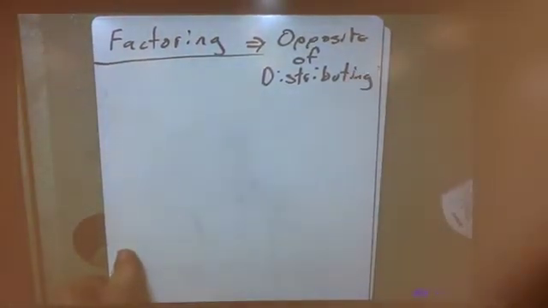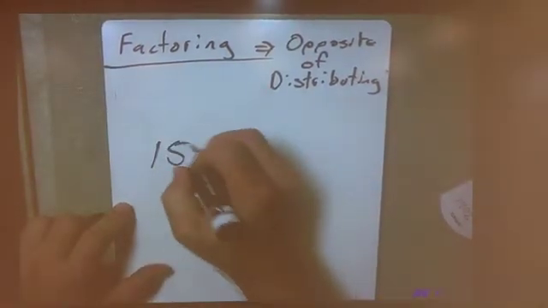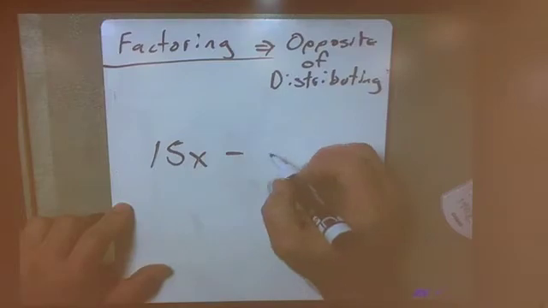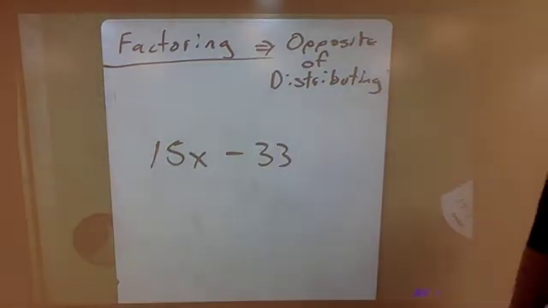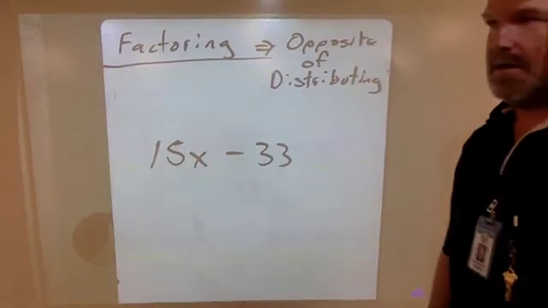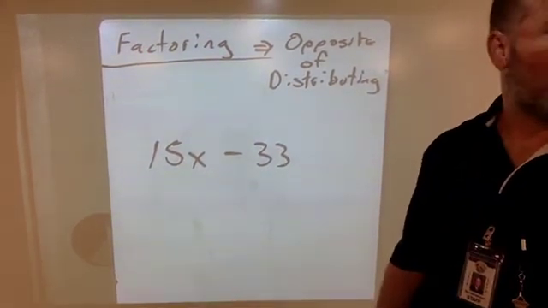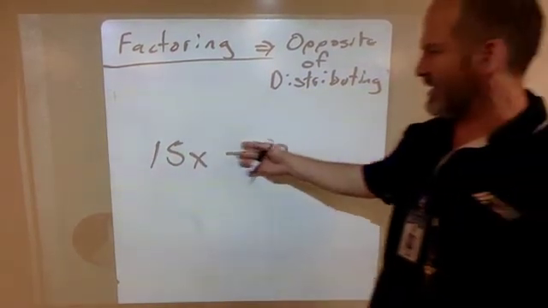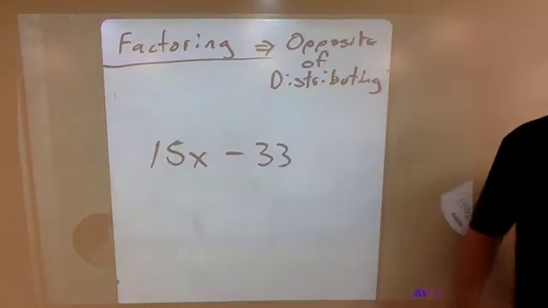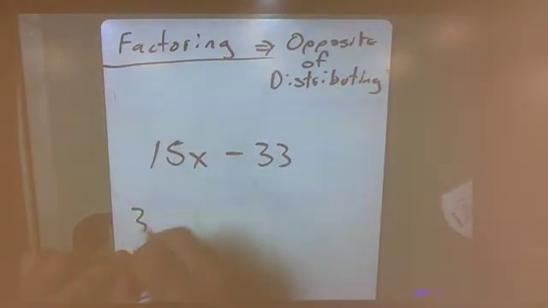Let's say we've got 15x minus 33. Okay, what's the biggest number that goes into both of those evenly? Anybody know? Anybody maybe in the 3rd row or the 3rd seat back from the left? Anybody have 3 on their mind? Oh, that's right, it is. It's 3. Okay, so 3 is the biggest number that goes into 15 and 33. So you pull a 3 out.